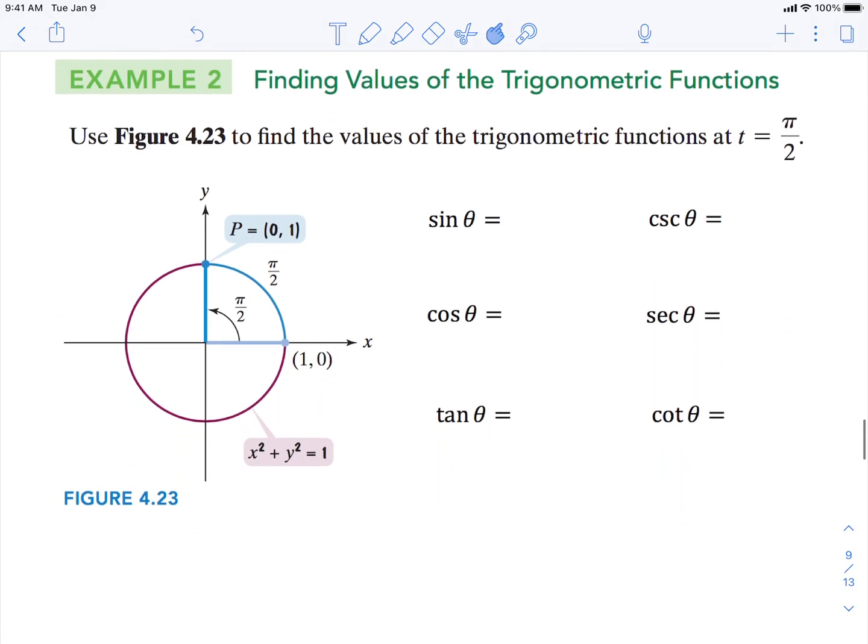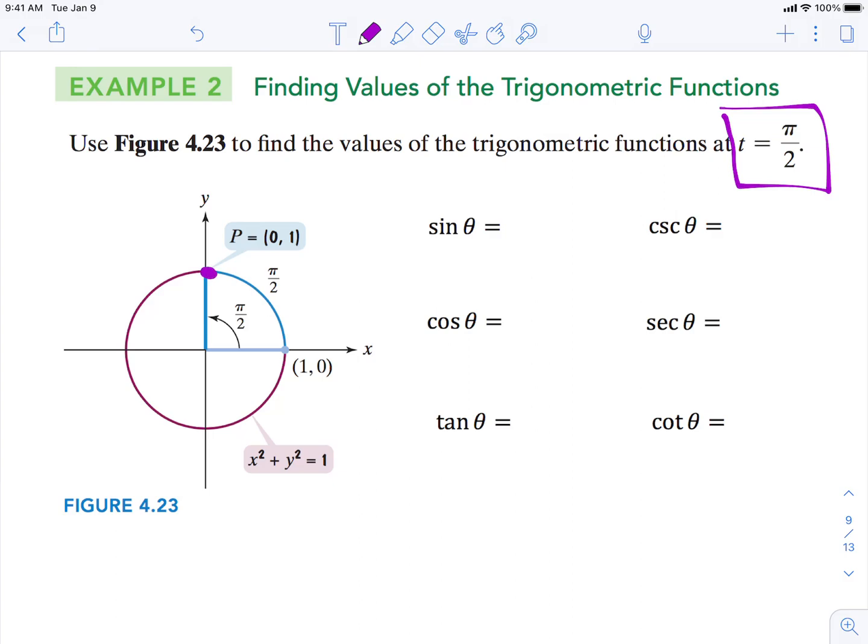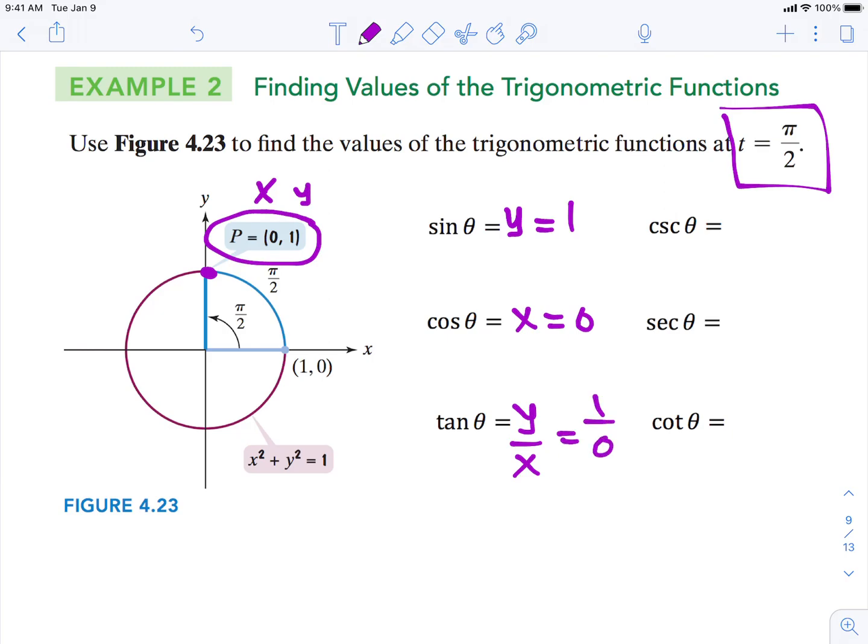Here's another one. We give you an angle that is pi over 2. So here is the pi over 2 ordered pair, 0, 1. This is your x, and that's your y. So the sine of pi over 2 is your y. The cosine of pi over 2 is your x. And then the tangent of pi over 2 is y over x. So 1 over 0, which is undefined.